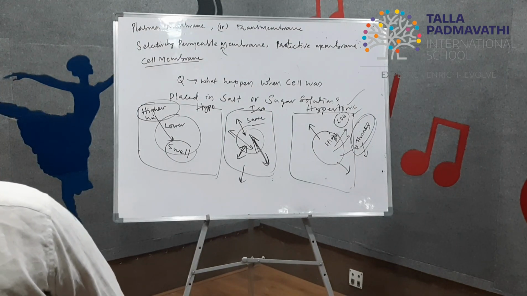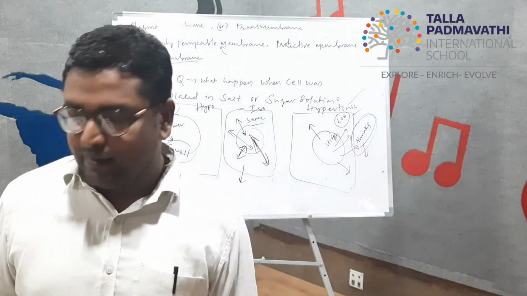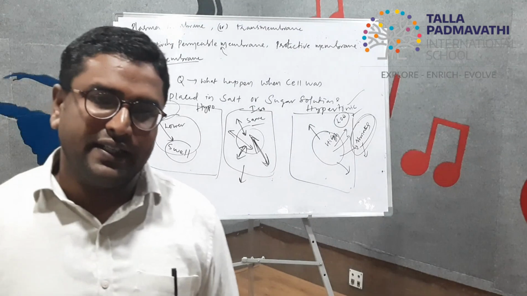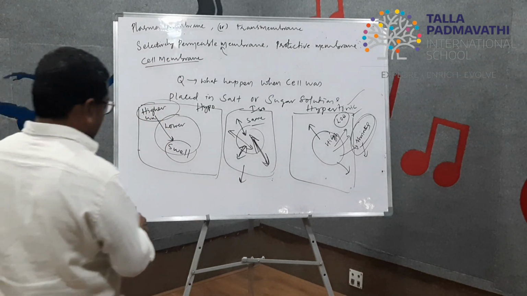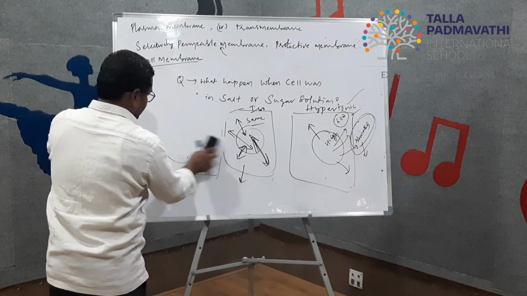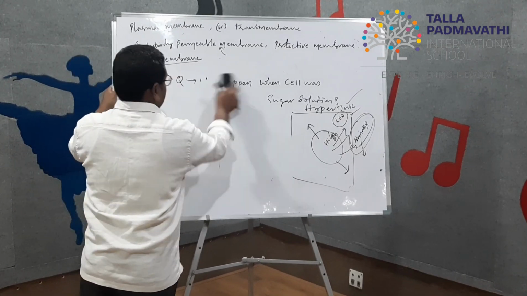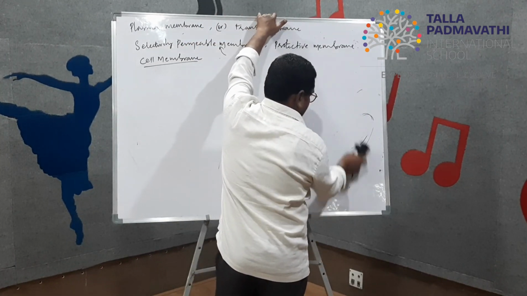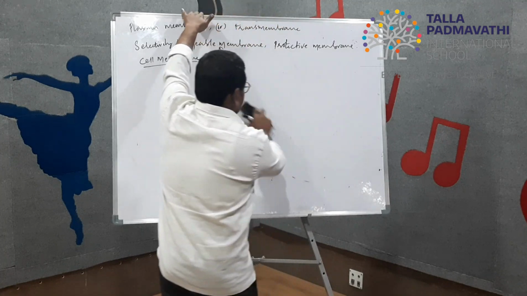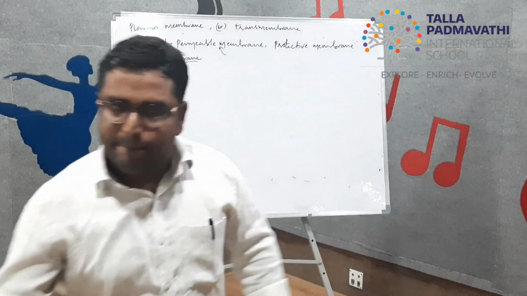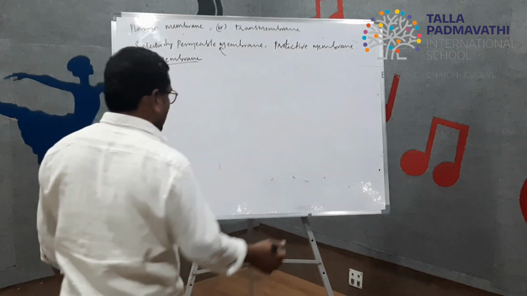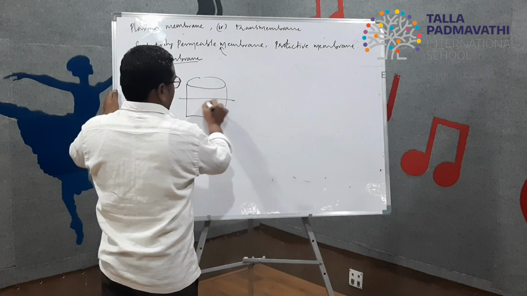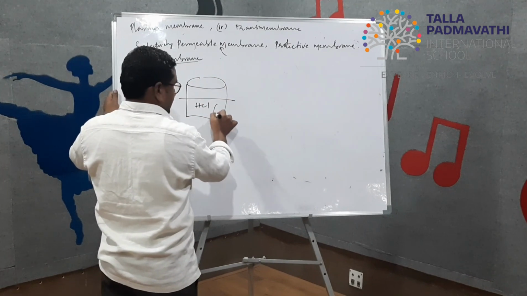Okay, now let's understand one activity, osmosis with an egg. I hope you understood these three activities. This is also an activity related to the plasma membrane. I already said you are very familiar. You take a bowl, add HCl, acid, and place the egg.